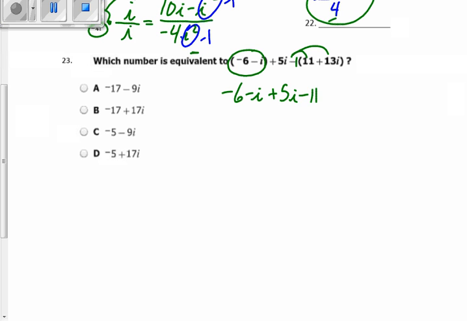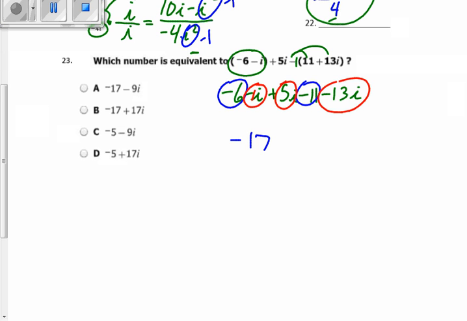The other like terms, negative 6 minus 11 is negative 17. Negative i, that's like negative 1i, plus 5i is 4i. Minus 13i is negative 9i. Here we go, that's A.